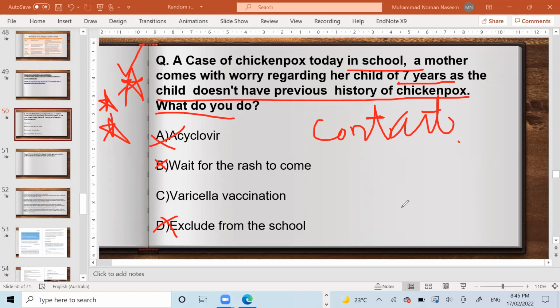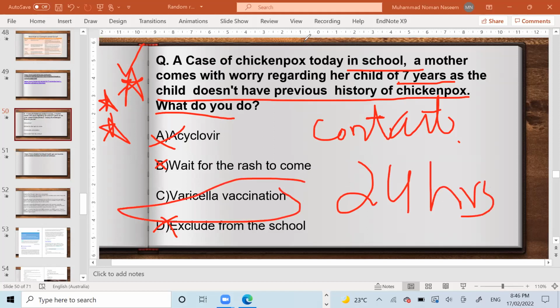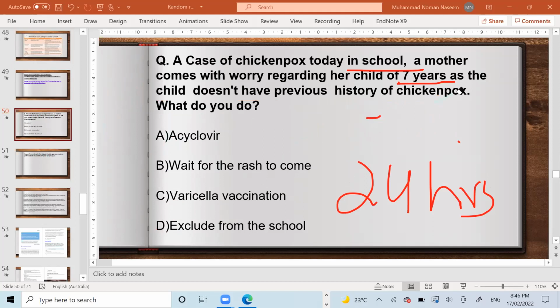But what can we do to prevent it? Because she has come within the first 24 hours, we can prevent the infection in the patient by giving the varicella vaccination. And it can be done in any age group. If a person comes to you and he or she has been in contact with a positive varicella case, you can give them varicella vaccination provided there are no contraindications to the vaccination.